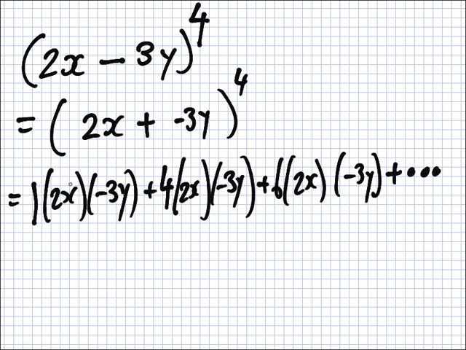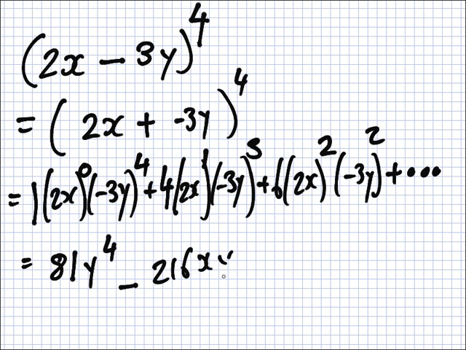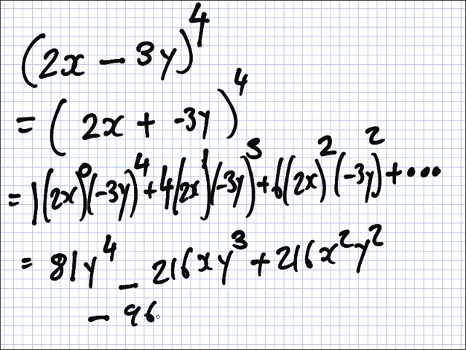And did you start with the x or the y? So you went with 0, and this one was 4, 1 and 3, 2 and 2, etcetera. So what's the first one? Is it 81? Minus. No, plus. Yeah. y to the 4. Then the next one is a minus. Minus 216 x y cubed. And then the next one is a plus. Plus 216 x squared y squared. And then the next one back to minus. Minus 96 x cubed y.